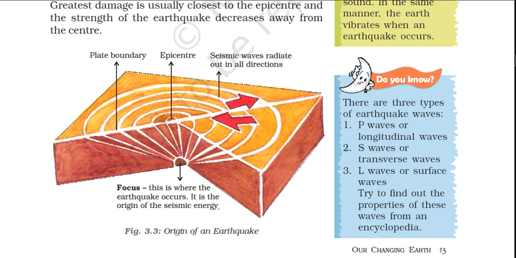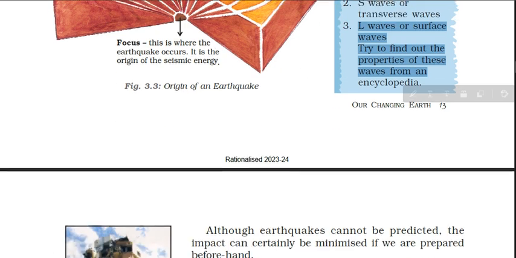Now, do you know there are three types of earthquake waves: P wave, S wave, and L wave. P waves are longitudinal waves. S waves are transverse waves. L waves are surface waves. Try to find out the properties of these waves from an encyclopedia.